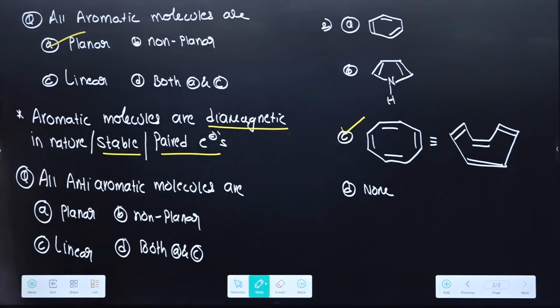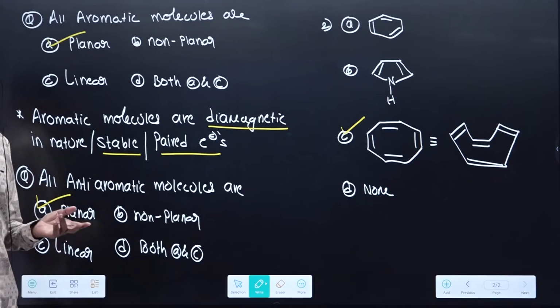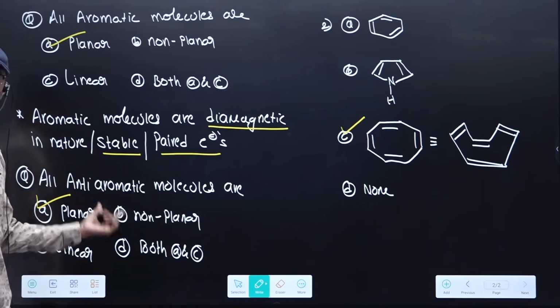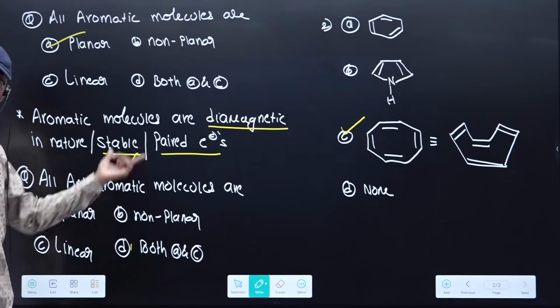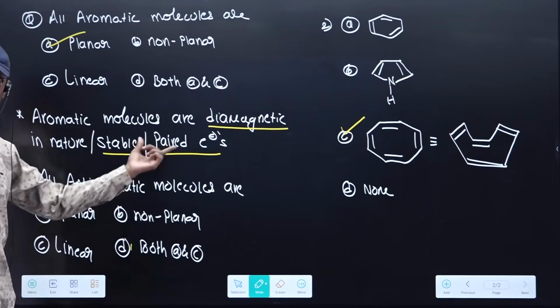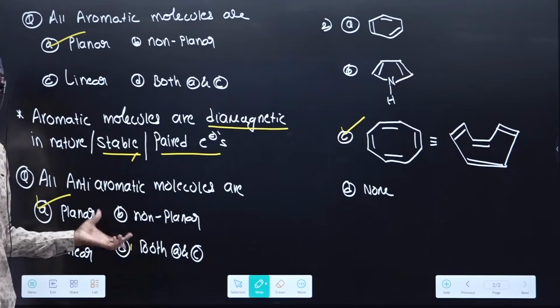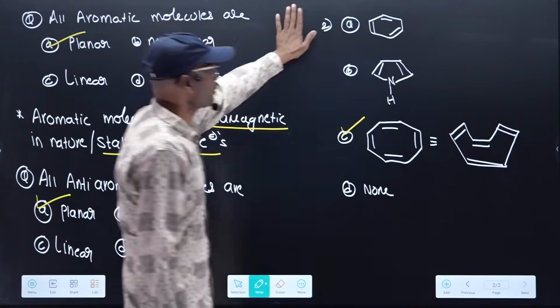All anti-aromatic molecules are planar. Anti-aromatic molecules are also planar. Aromatic is planar, anti-aromatic is also planar. Aromatic is sp2, anti-aromatic is also sp2. But the difference is anti-aromatic molecules are unstable. Aromatic molecules are stable; anti-aromatic molecules have unpaired electrons. Aromatic molecules don't have unpaired electrons. That is the general filling property of this one.